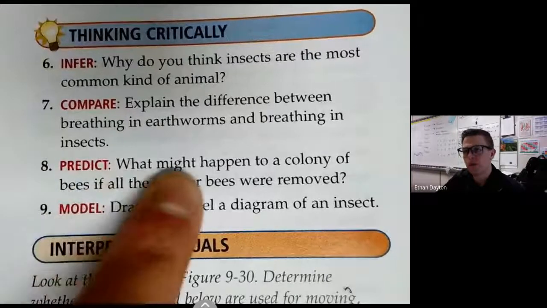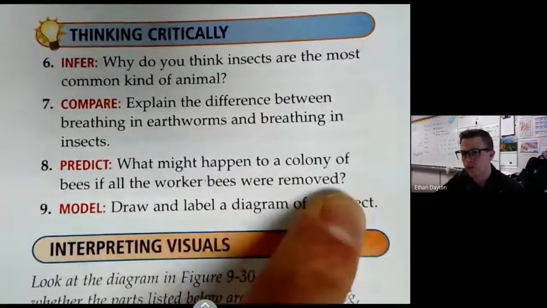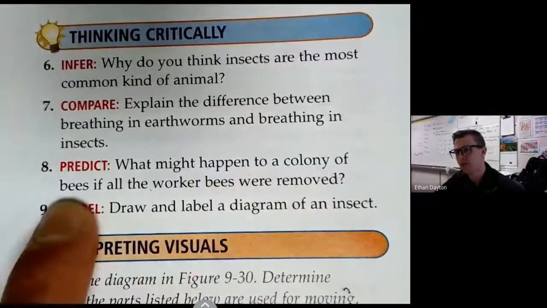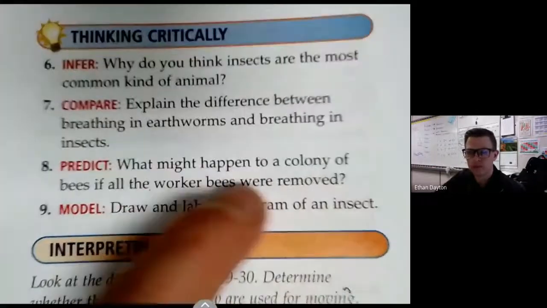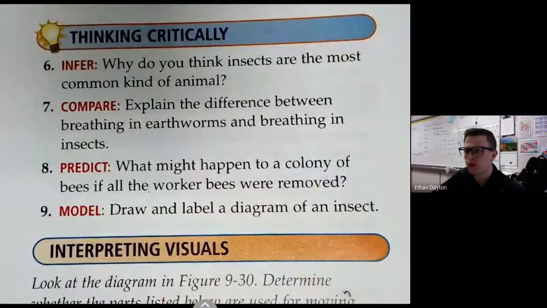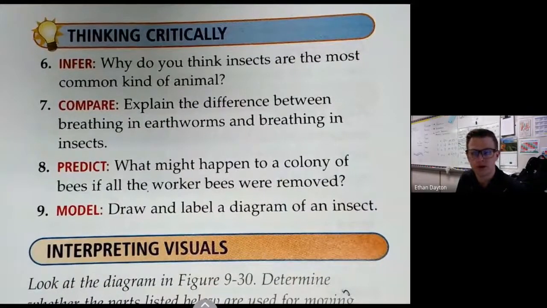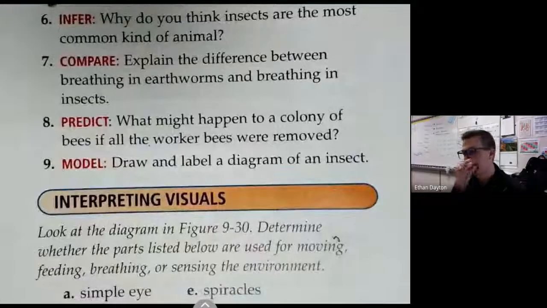Predict for number 8. Number 8 says, what might happen to a colony of bees if all the worker bees were removed? So you would say something like this: if all the worker bees were removed, blank would happen to a colony, or you can elaborate from there.